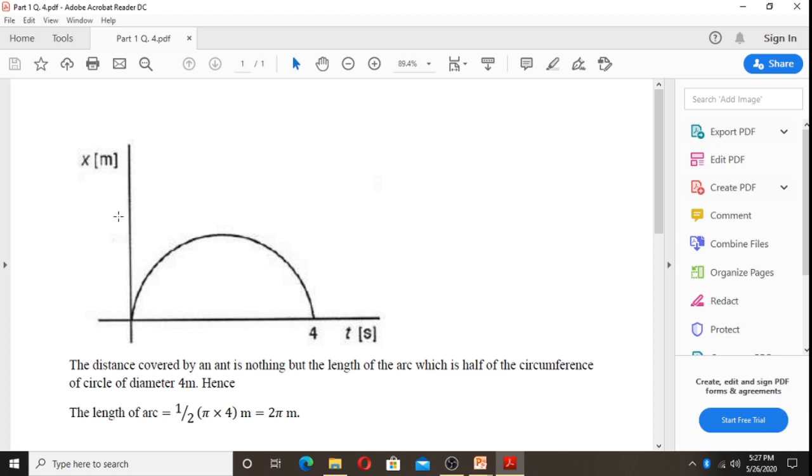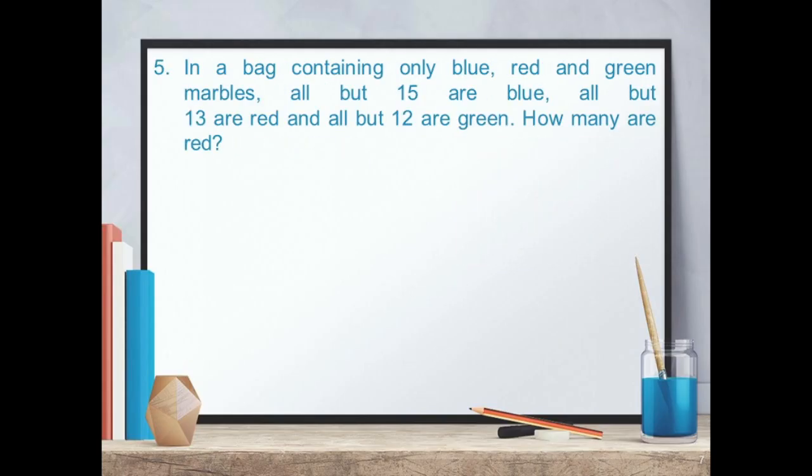As the ant covered this distance along this graph, the distance covered by the ant is nothing but the half circumference of this circle with radius 2 meter. The total circumference of this circle is 2 pi r, that is 4 pi meter, and as it covered only half of the circumference, that half circumference is given by 2 pi meter. Therefore, the length of arc is 2 pi meter, and hence the correct answer is C.